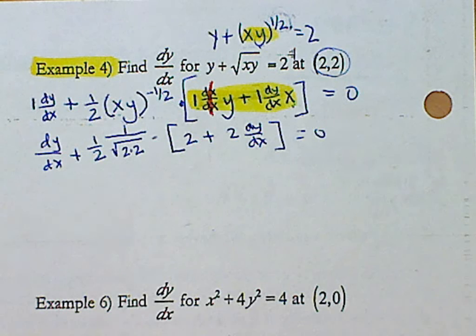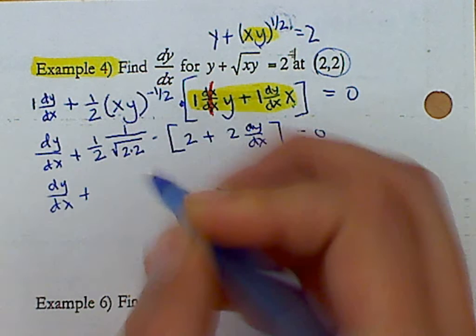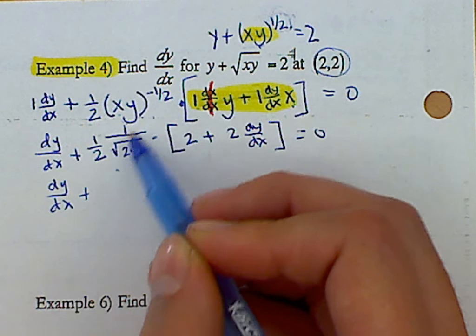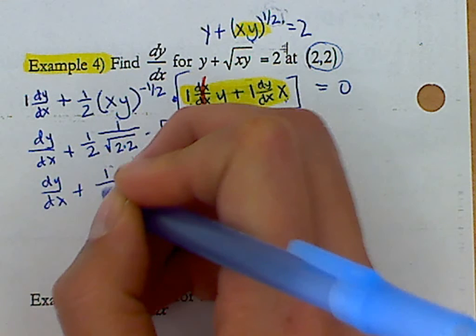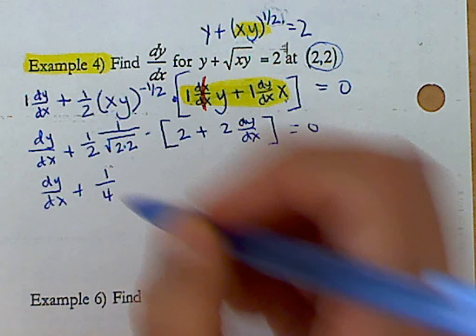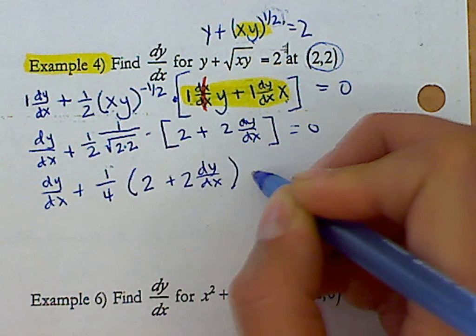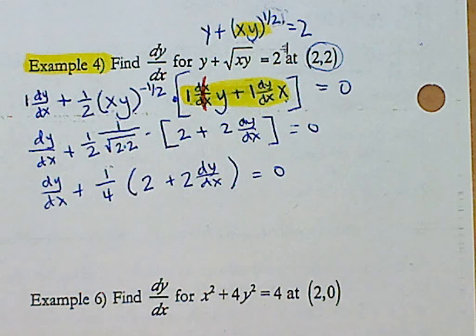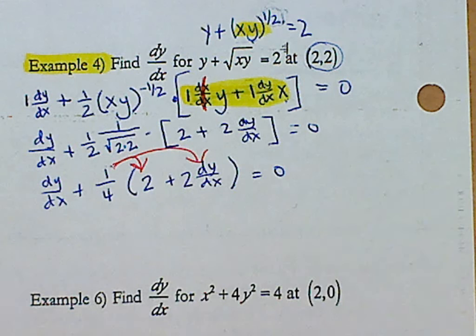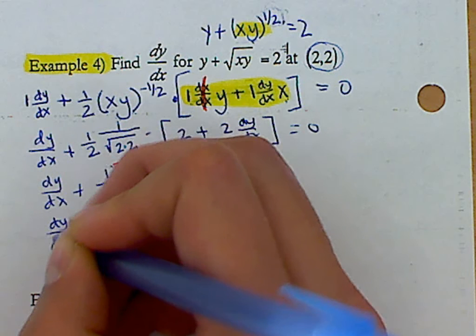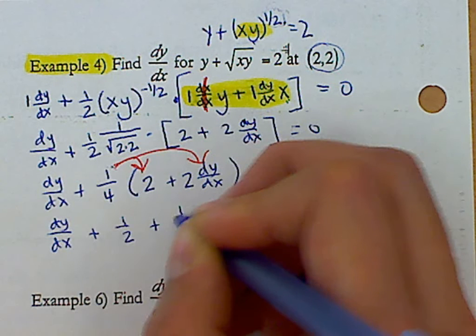And I'm going to keep simplifying, so this is dy/dx plus 1/2 times 1 over the square root of 4, which is 1/2 times 1/2, is 1/4. So I'm doing some mental math. Times 2 plus 2 dy/dx equals 0. And now I will distribute the 1/4 to both of those terms. I have dy/dx plus 1/2 plus 1/2 dy/dx.